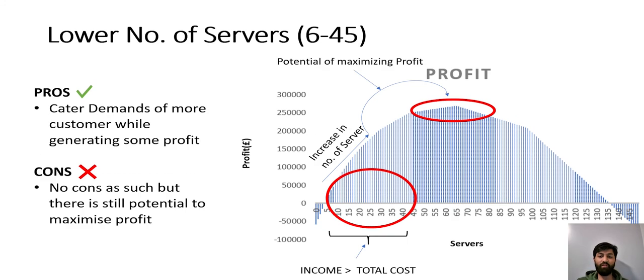Now let's increase the number of servers. The risk of losing potential customers will be comparatively lower as Dogpool will be able to cater to the demands of more customers. Further, the income generated will be sufficient enough to cover the total cost. However, there is still some scope of maximizing the profit, which brings us to the next scenario.